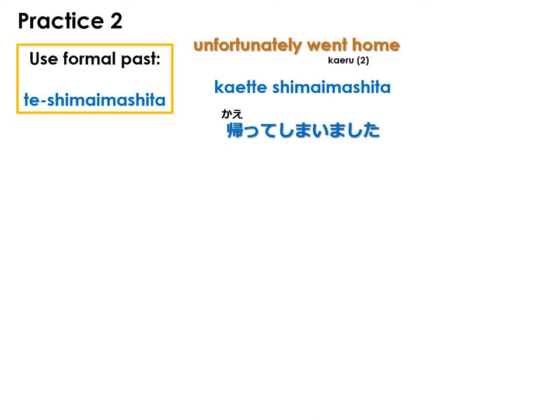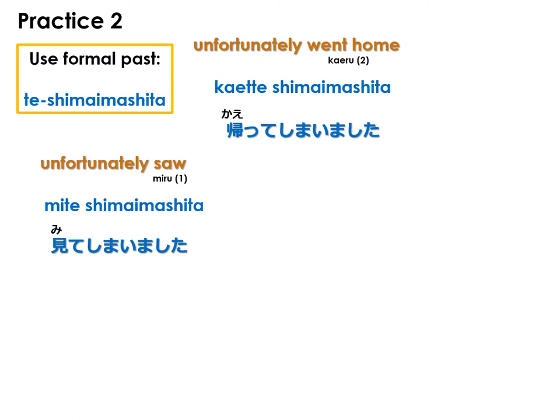Next one, unfortunately saw. Answer, mite shimaimashita. You say this when, for example, you see a confidential letter accidentally left on the table, or someone who drops their towel by mistake after stepping out of the shower so you see them naked.